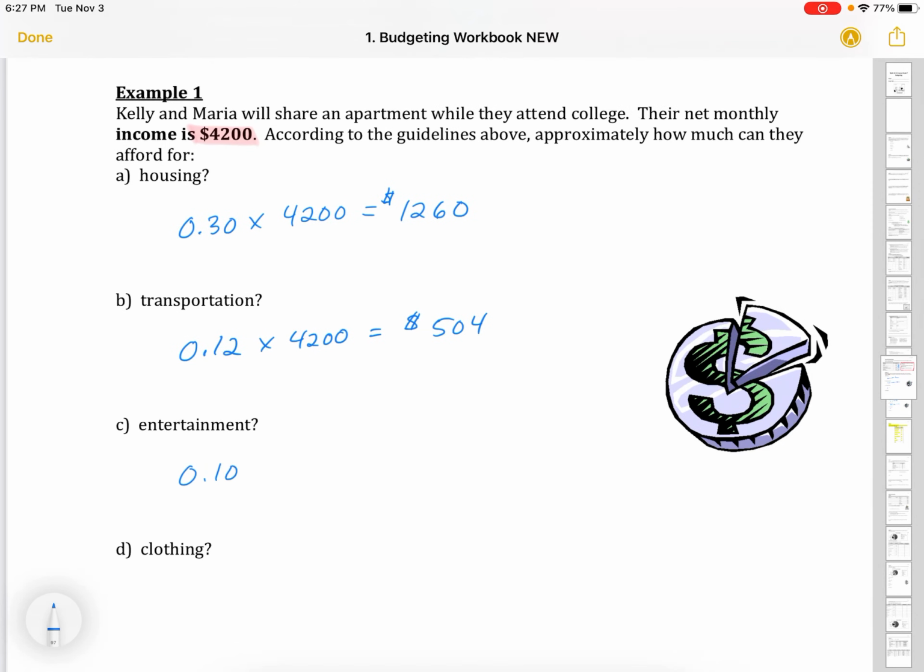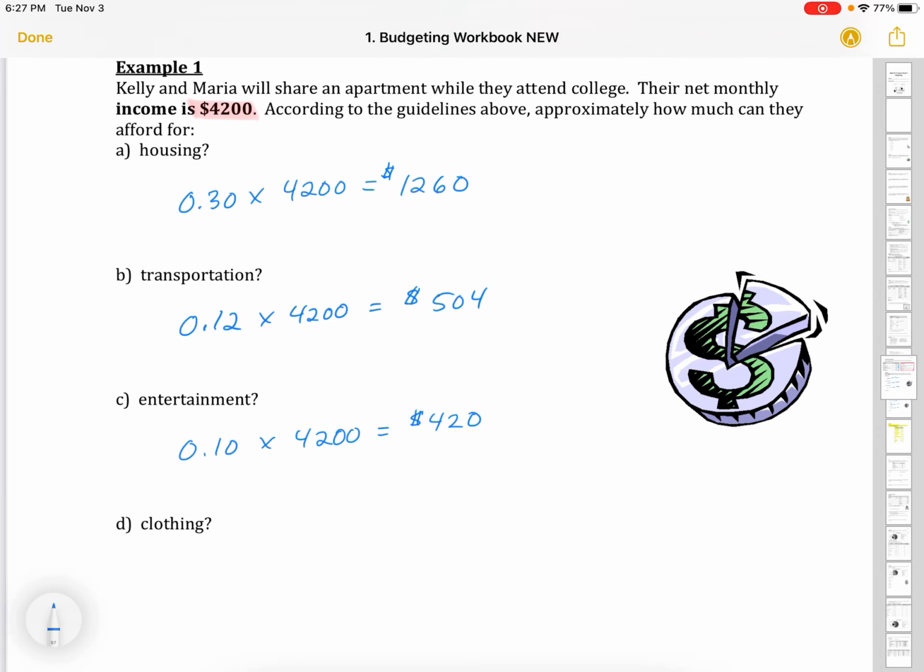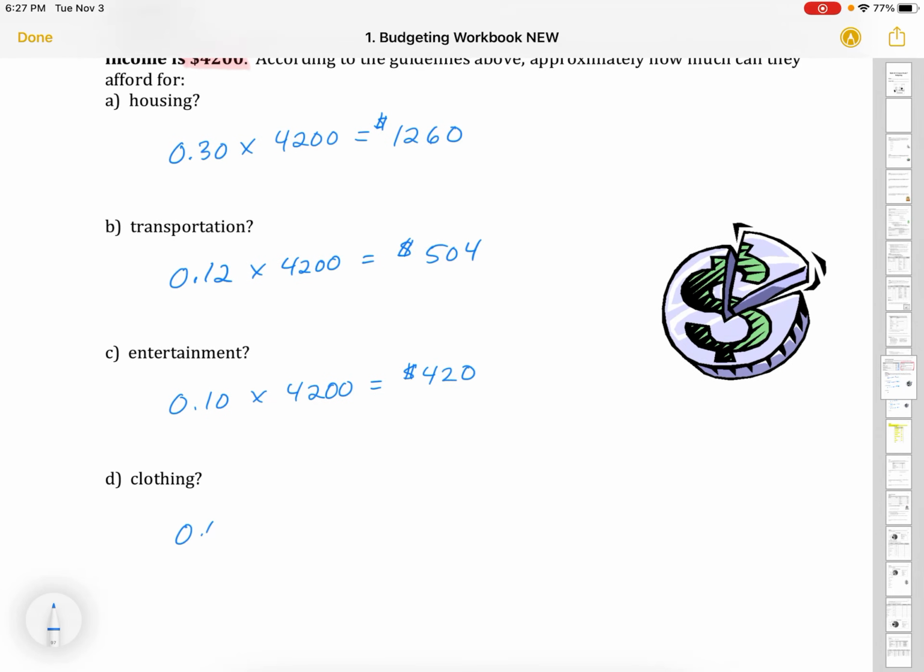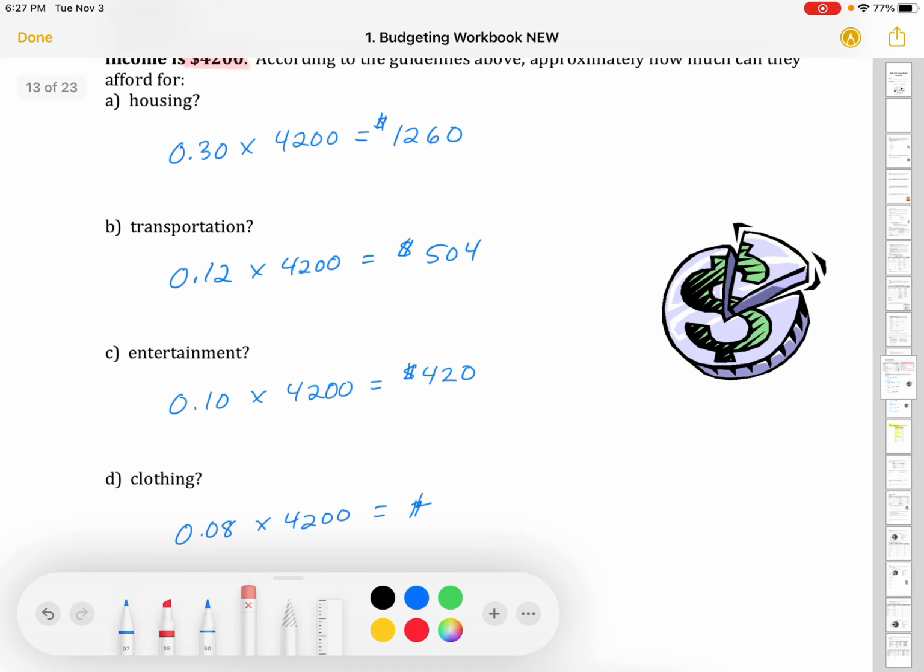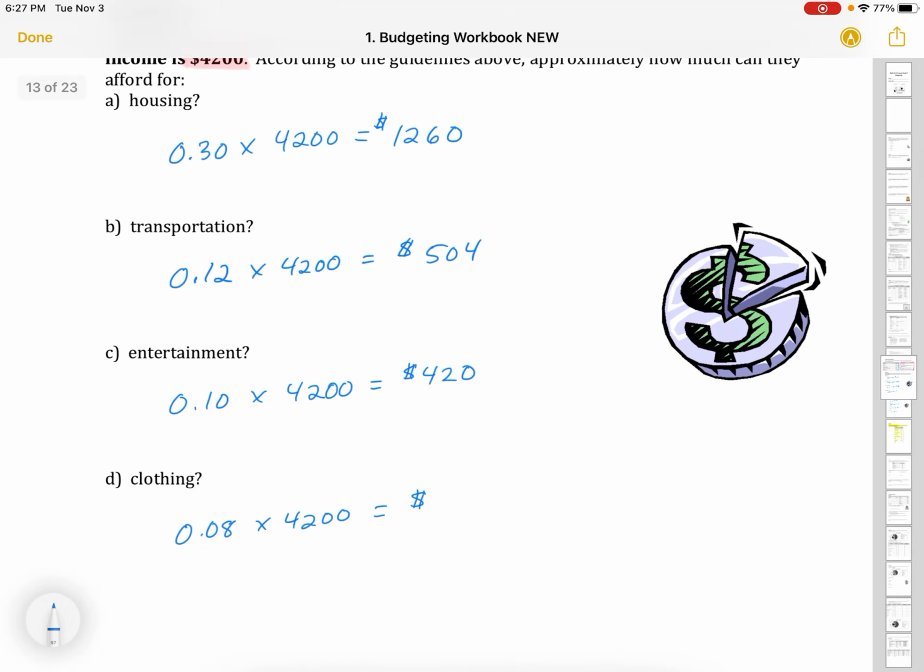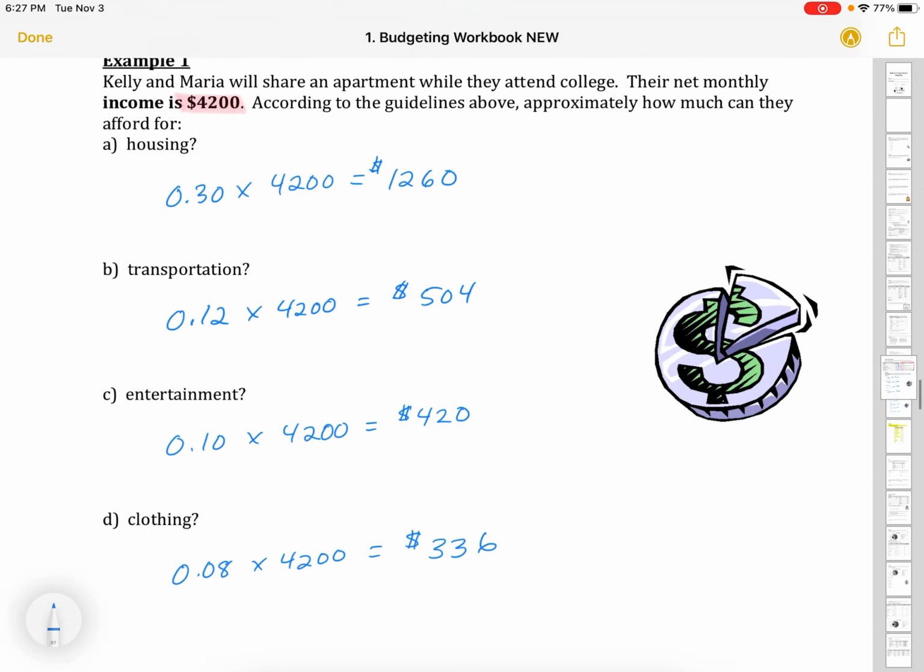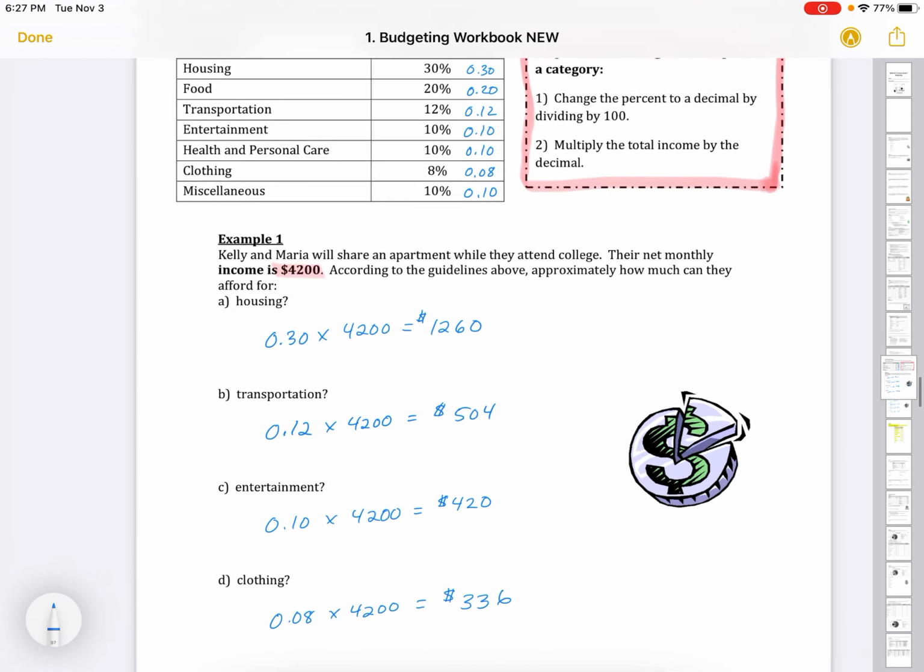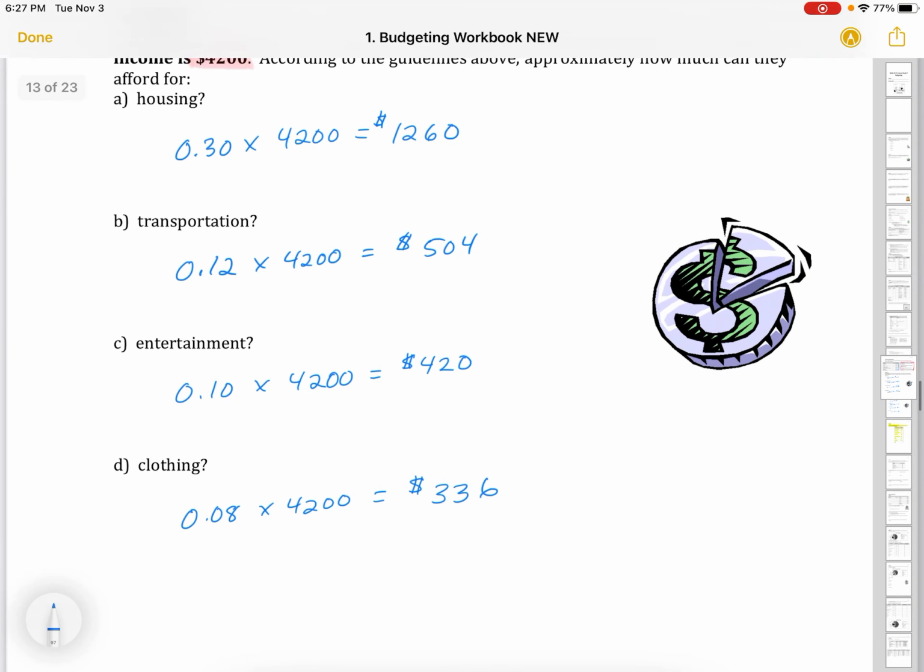Entertainment, 0.10 times 4,200 equals 420. Okay, clothing was 0.08 times 4,200 equals 336. Now you can do that with each of the categories. This was just for a few of them. But all you have to do is multiply the monthly income by that percentage. Okay.